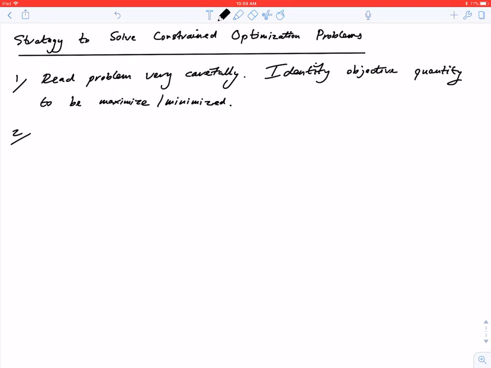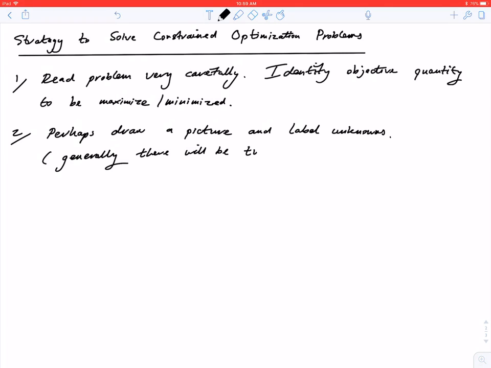But write it down. Next, often you'll be given problems which involve geometric objects, cylinders, rectangles, walking paths, things like that. So perhaps draw a picture and label the unknowns. In this class, generally speaking, there will be two unknowns. That's not true in general at all. You could have many degrees of freedom in a problem, but generally speaking, any constrained optimization problem in 16a will involve 2 degrees of freedom. An x and a y, a radius and a height, all sorts of things like that.